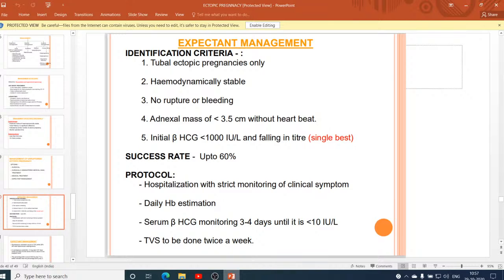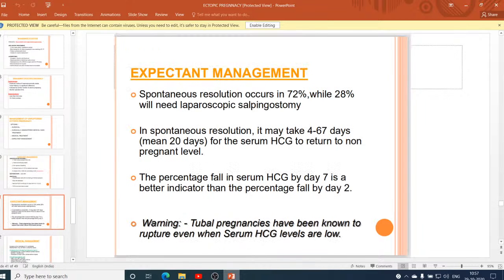Protocol: hospitalization with the strict monitoring of clinical symptoms. Daily HB estimation, that is hemoglobin. Serum beta HCG monitoring 3 to 4 days until it is less than 10 international units. Transvaginal sonography should be done twice a week.